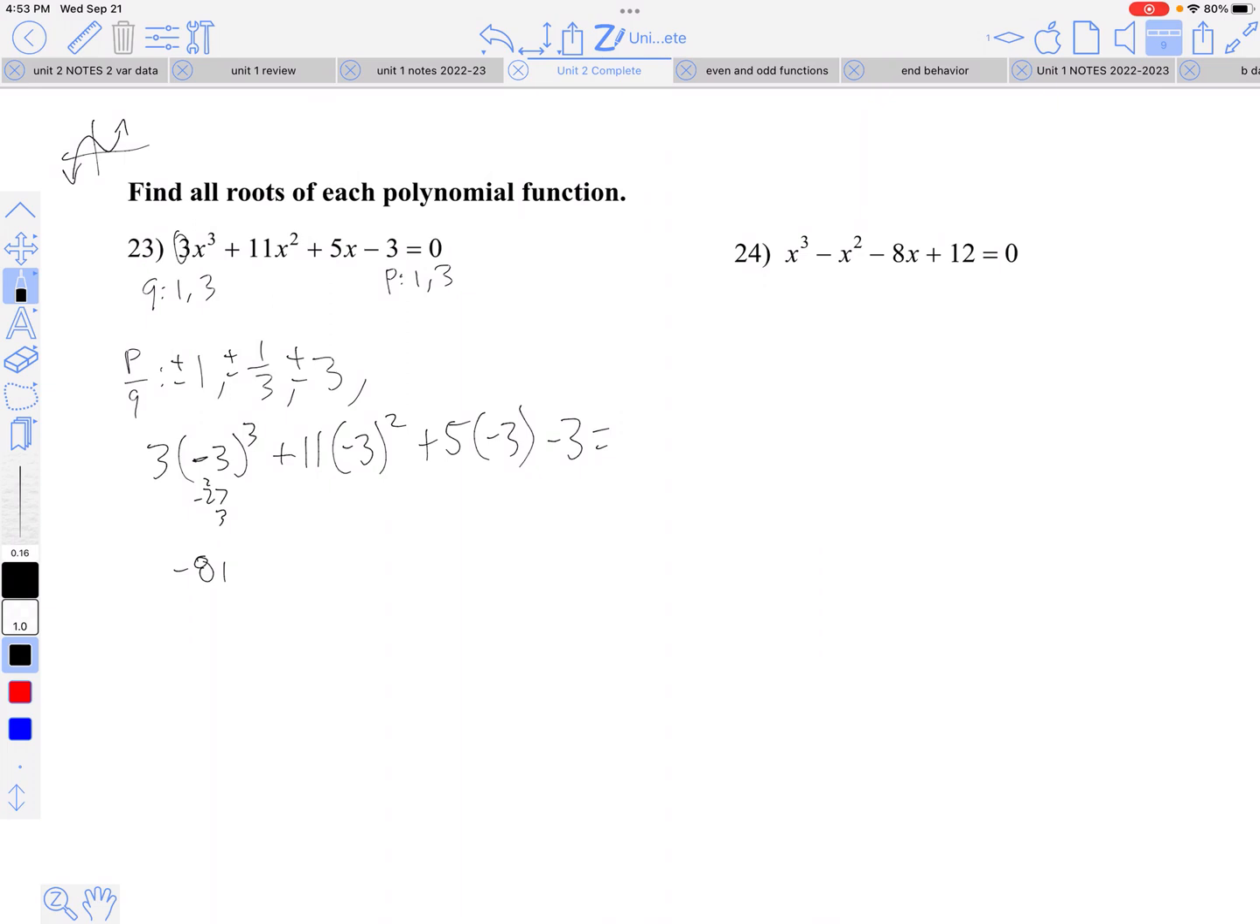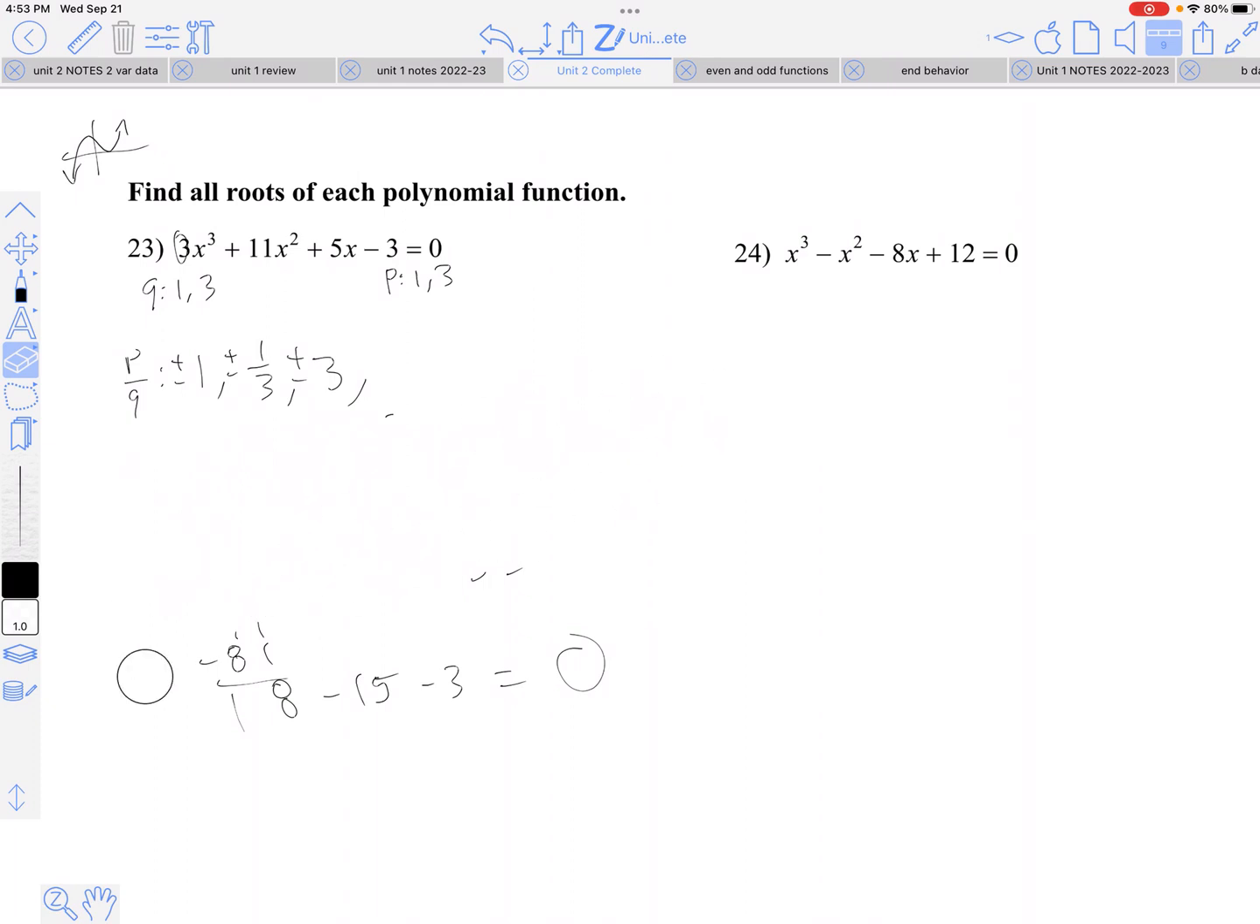And then negative 3 squared is positive 9. 9 times 11 is 99. And then 5 times negative 3 is negative 15, minus 3. So negative 81 plus 99, 99 minus 81, is going to give me 18. 18 minus 15 is 3. 3 minus 3 is 0. So it is indeed 0. That means negative 3 is one of the zeros.